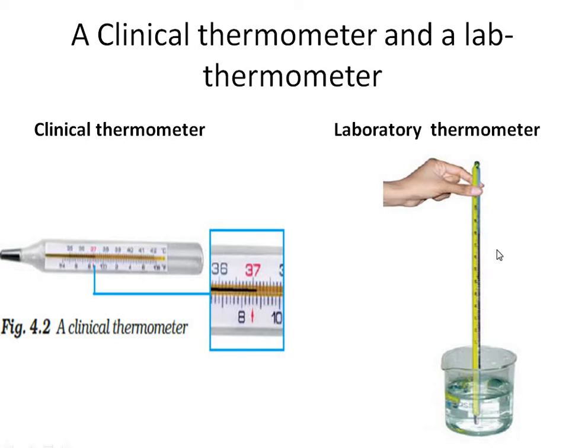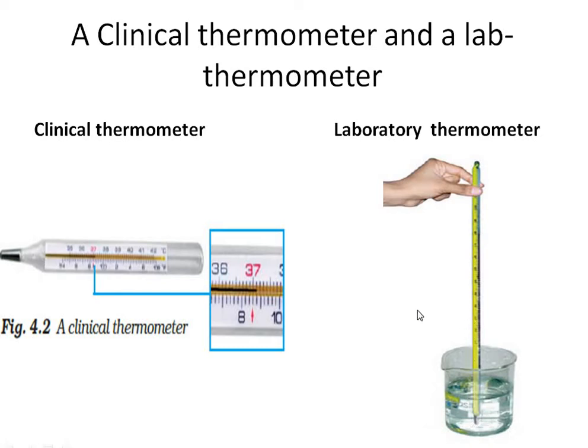So in a laboratory thermometer, the calibration is from minus 10 degrees to 110 degrees Celsius. Above 100 degrees also we want to measure sometimes. So minus 10 degrees to 110 degrees Celsius is the calibration in a laboratory thermometer. Laboratory thermometer is also known as mercury in glass thermometer.